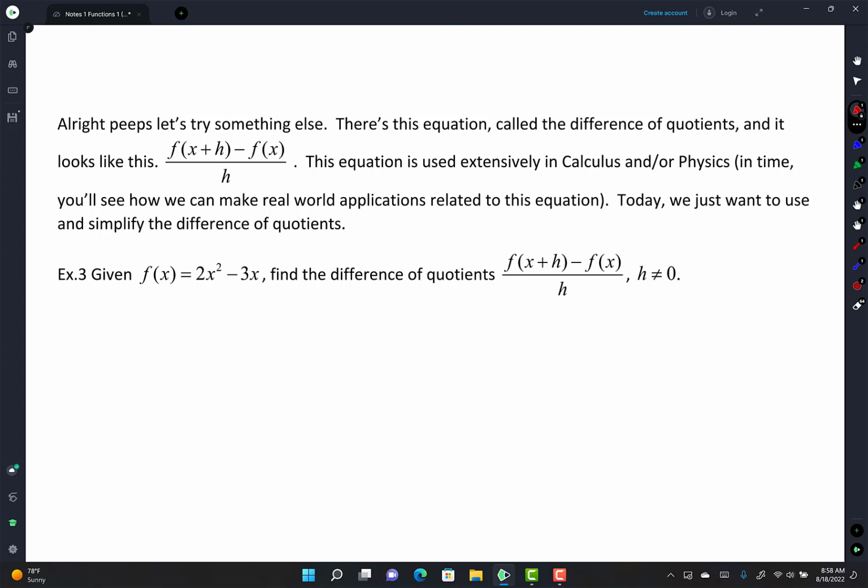All right, peeps, let's try something else. There was this question called the difference of quotients, and it looks like this. This equation is used extensively in calculus and physics. Actually, it's used everywhere, but today we just want to use it and simplify the difference of quotients. I don't want you to be a robot, so real quick, the difference of quotients is literally just finding an instantaneous rate of change.